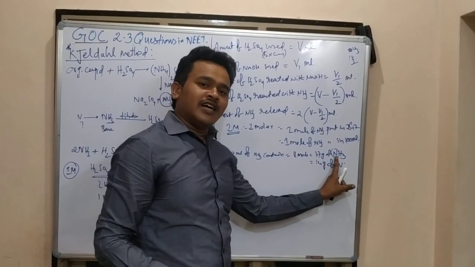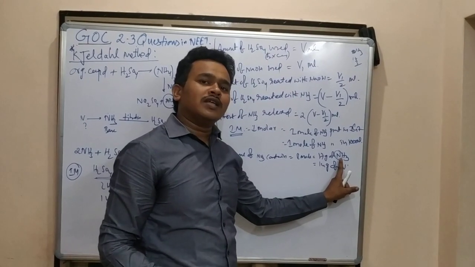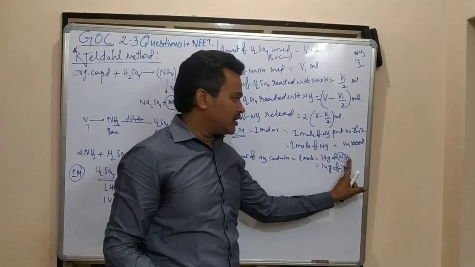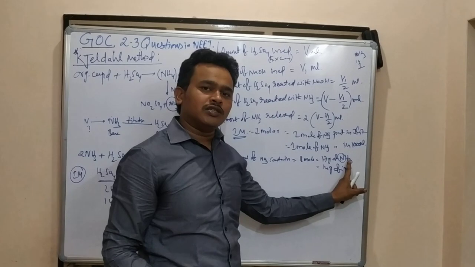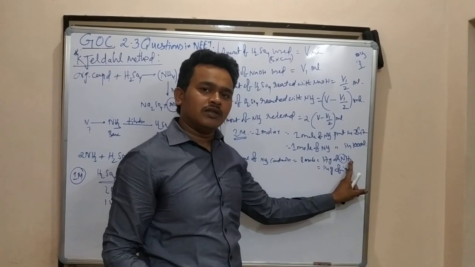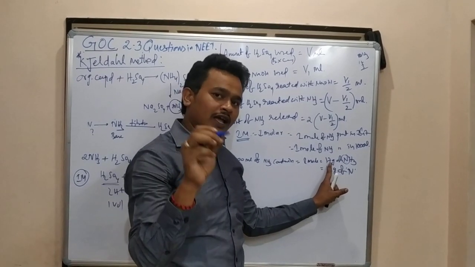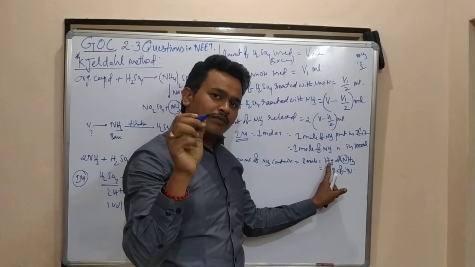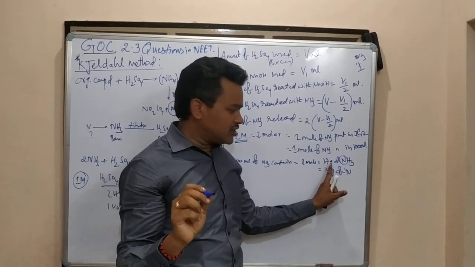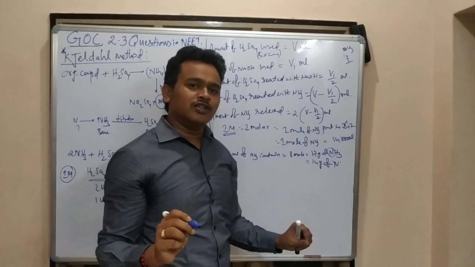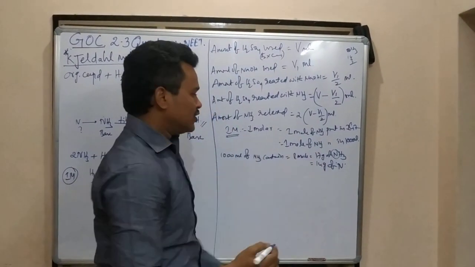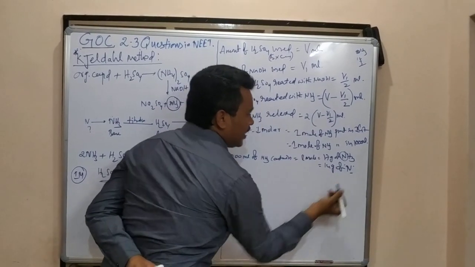NH3. N has atomic number 7, and 14 is the atomic mass of nitrogen. 3 hydrogens, the atomic mass of hydrogen is 1, so 3 into 1 is 3. 14 plus 3 is 17 grams of ammonia. In 17 grams of ammonia, how many grams of nitrogen is there? 14 grams of nitrogen is there. That's what I need here. So 14 grams of nitrogen.